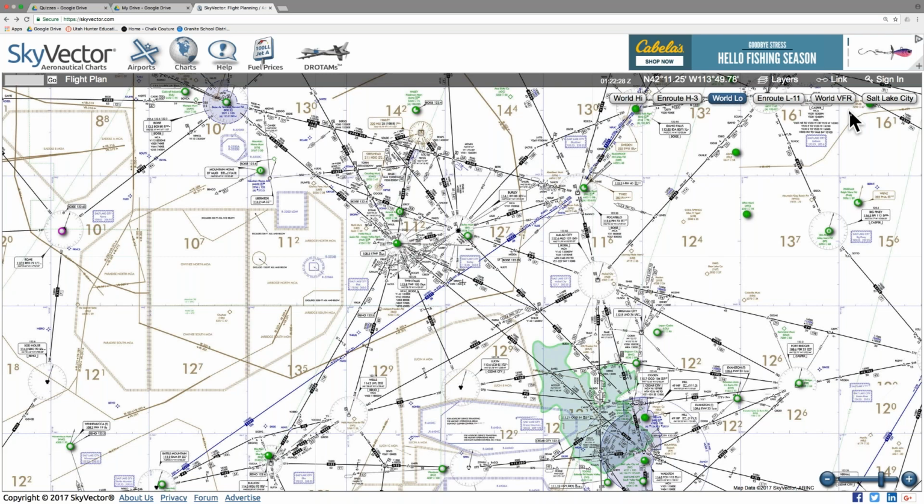Your non-precision approaches, you guys could do VOR, LOC, your localizer approach, DME, your NDB approach, your ARC approach. What is that? DME ARC. Yeah. So any of those would be acceptable. Types of non-precision approaches.